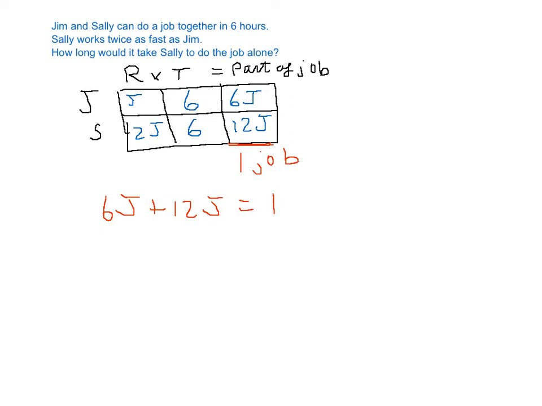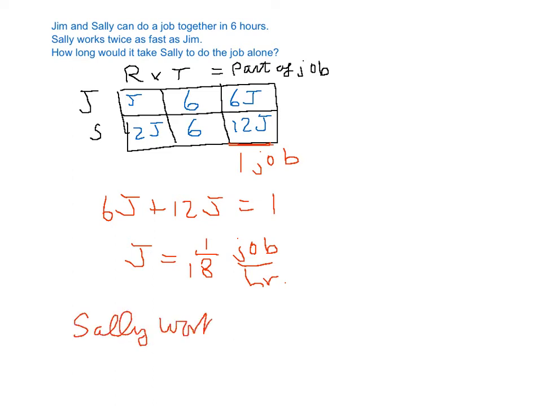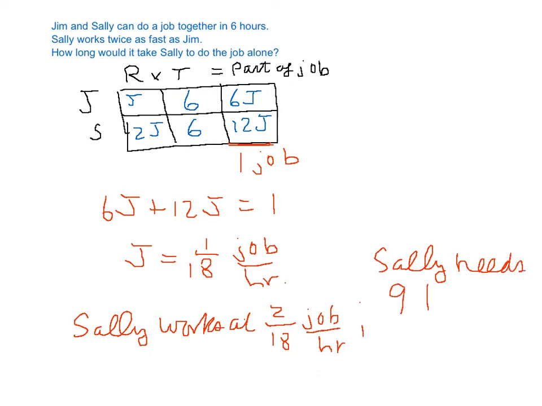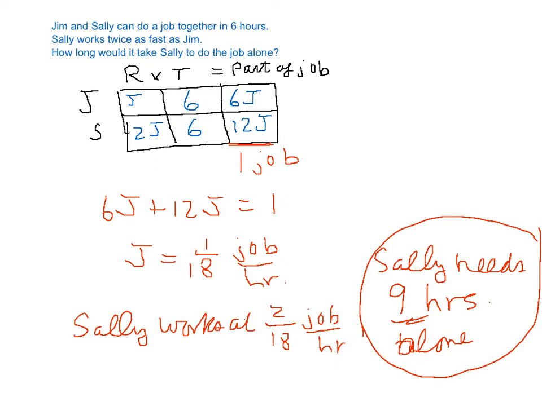Notice, not a quadratic equation here, but if we solve this, we get J is equal to 1/18 of the job per hour, and Sally is 2J, so Sally works at 2/18 of the job per hour. 2/18 is 1/9 of the job per hour. So Sally needs 9 hours working alone. Did you guess that? Again, it's always a little counterintuitive. Okay, we'll do one more.